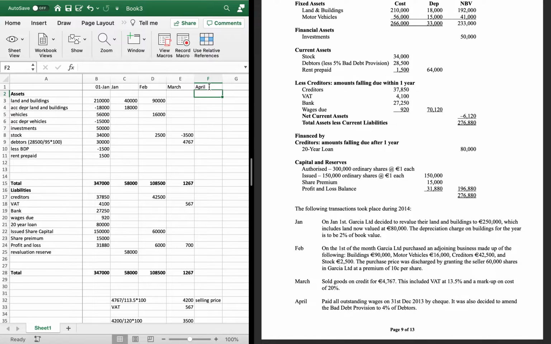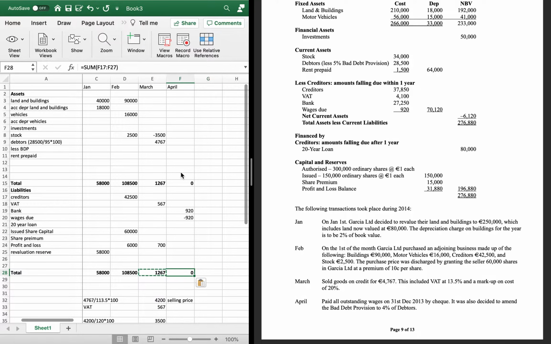Okay, April. It says paid all outstanding wages on the 31st of the 12th, 2013 by check. So there should be wages due here. So there was. So there's wages due of 920. We've paid them, so they're no longer due. And then what's happened? Our bank overdraft. Well, our bank overdraft has got to have gone up by 920 euros. Okay, so if you owe the bank 900, you owe the bank an extra 920 euros, but you no longer owe the wages. So if we then balance the top, we'll have 0, and balance the bottom, we'll have 0. Okay, so that's April done. Nice and easy, I hope.